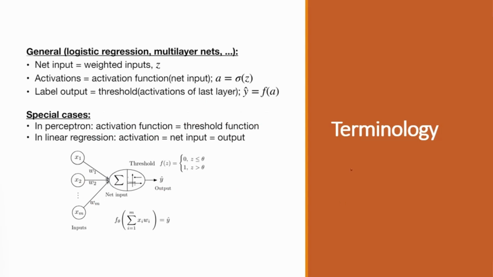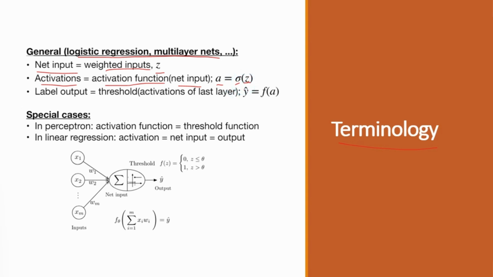Now here, to recap some of the terminology, I made an overview slide because some of these symbols and terms will be used later on when we talk about logistic regression and multi-layered neural networks. So we have the net input, which is just another word for the weighted inputs, and we usually use the letter Z for denoting that. Then the activations. These are values from the activation function. So an activation function takes the net input as input, and we use the letter A, and the activation function is sigma, which takes in Z. This is something that we will be using over and over.